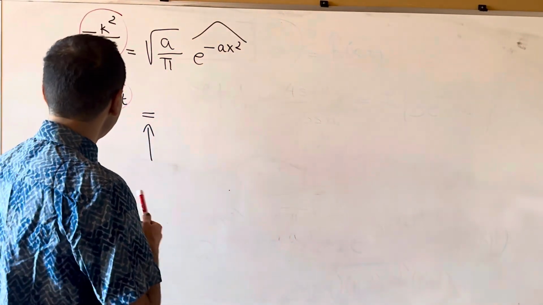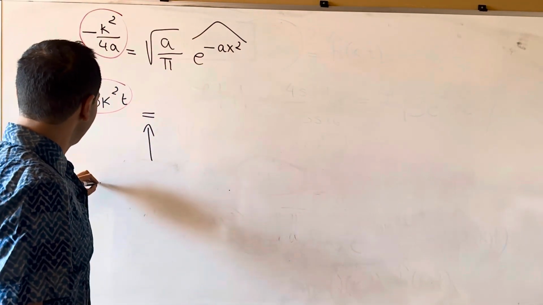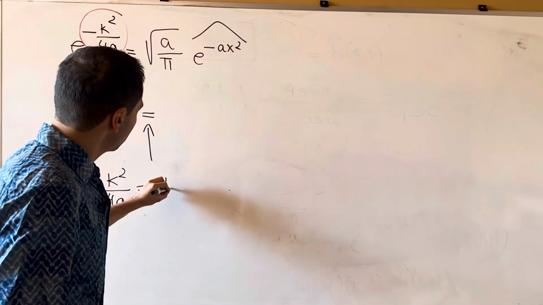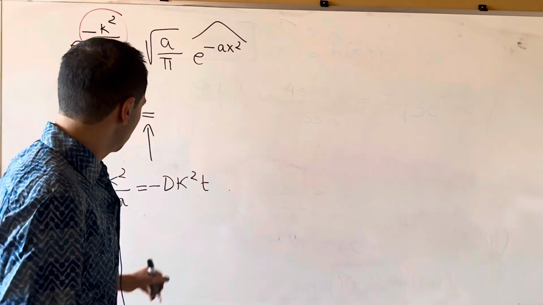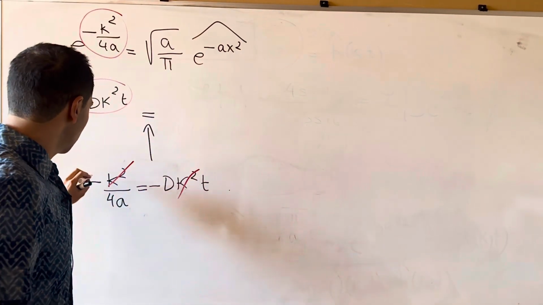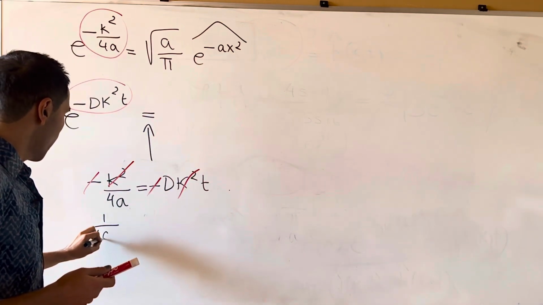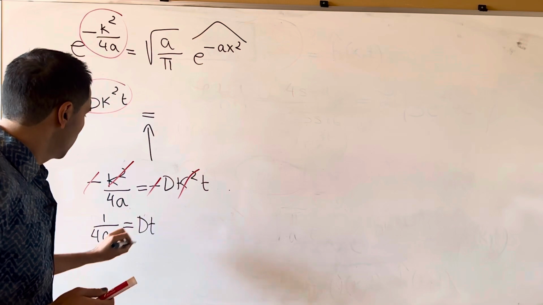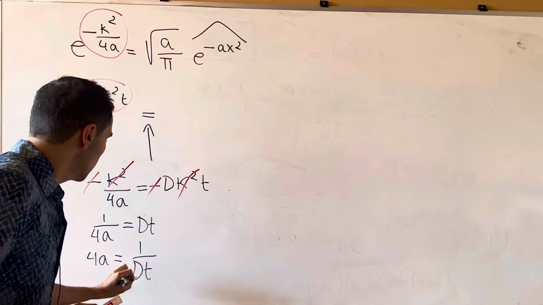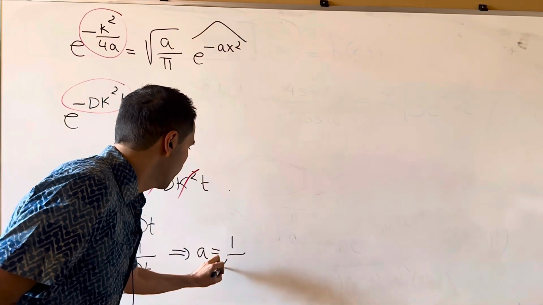So for which a is this true? Well, equate both of them. So now what we have is minus kappa squared over 4a is minus d kappa squared t. Pick your favorite kappa and cancel it out. So this cancels out, the minus cancels out, and we get 1 over 4a is dt, and then 4a is 1 over dt, and then a is 1 over 4dt.